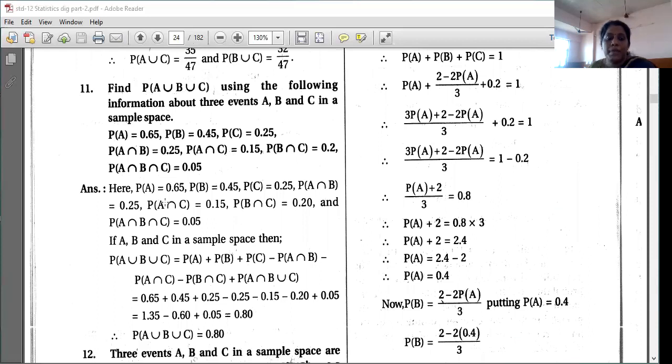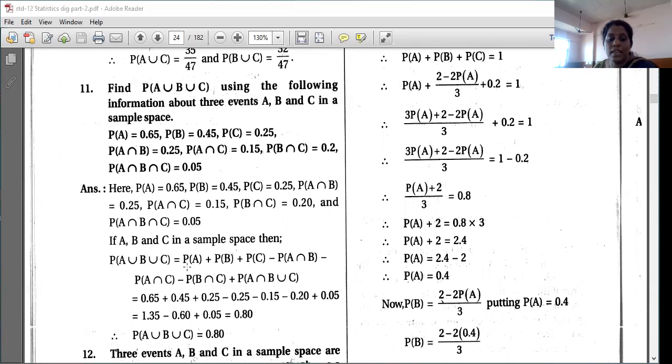Find P of A union B union C using the following information about the three events A, B and C in a sample space. Here all the values are directly given. P of A is 0.65, P of B is 0.45, P of C is 0.25, P of A intersection B is 0.25, A intersection C is 0.15, B intersection C is 0.2, and the last, P of A intersection B intersection C is 0.05. They told you to find P of A union B union C.